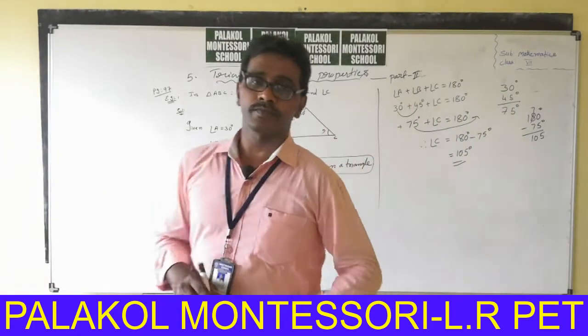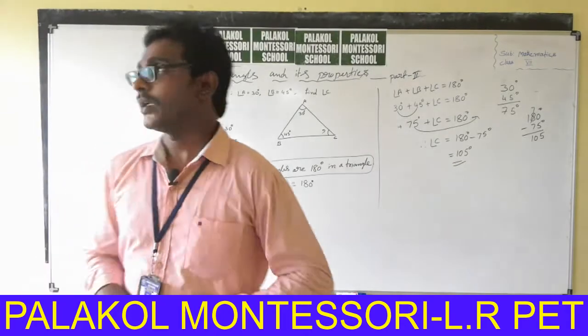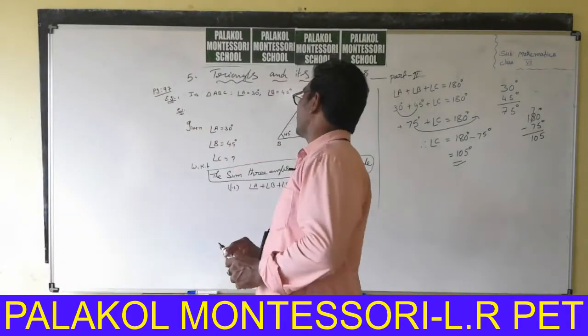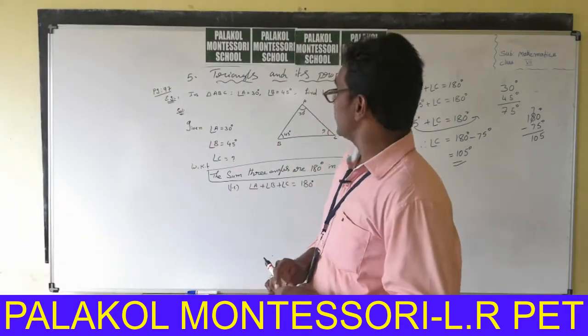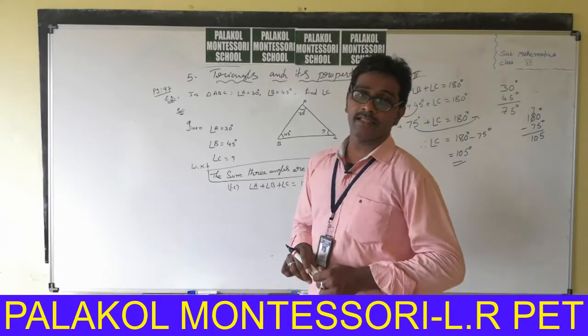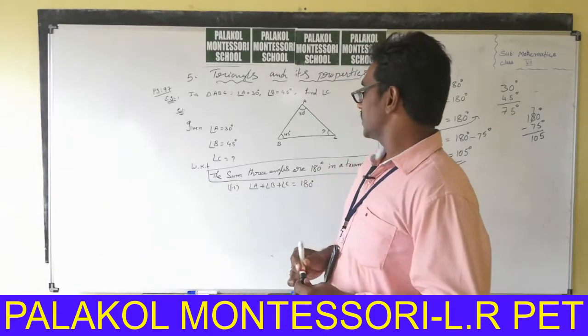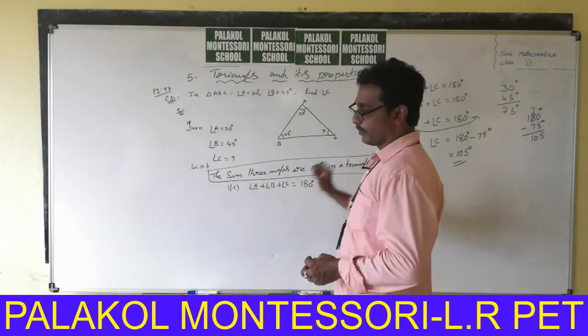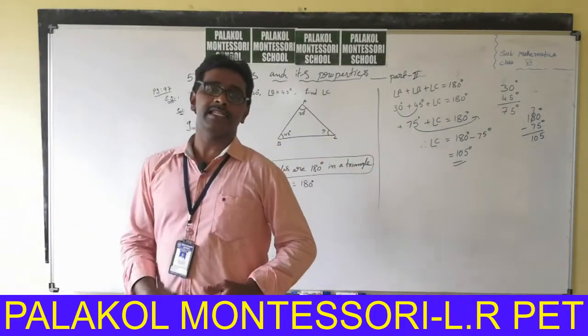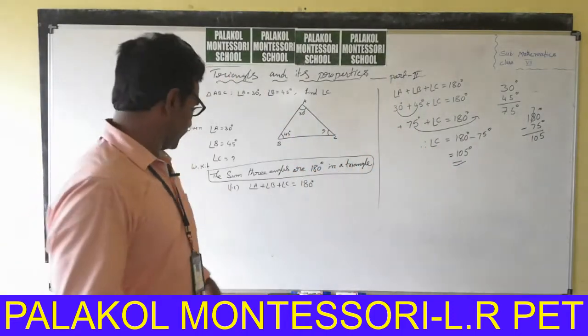Do you understand? So, in this question, in a triangle, angle A is equal to 30 degrees, angle B is equal to 45 degrees, you find out angle C. You apply only one property: the sum of the three angles in a triangle is equal to 180 degrees. Next one.